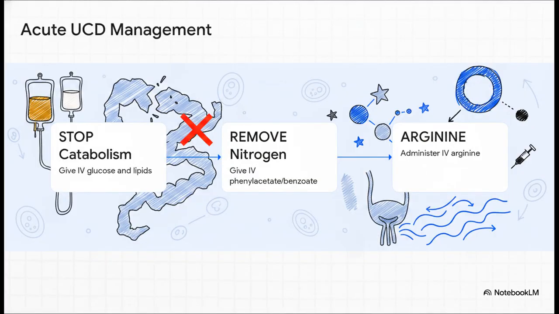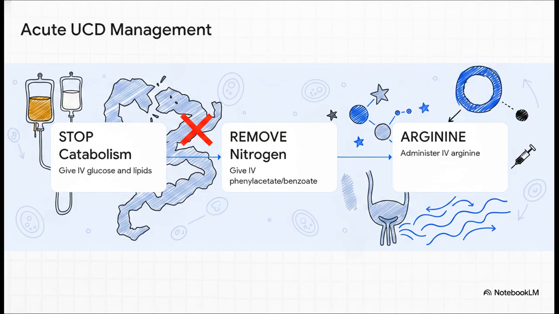Okay, a patient is crashing with sky-high ammonia. How do we save them? Here is the acute emergency protocol. Step 1. Stop catabolism. We push IV glucose and lipids so the body stops breaking down its own protein, because breaking down protein just generates more ammonia.